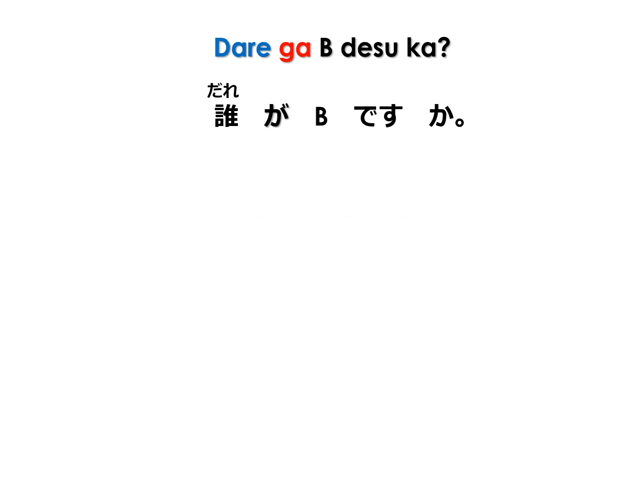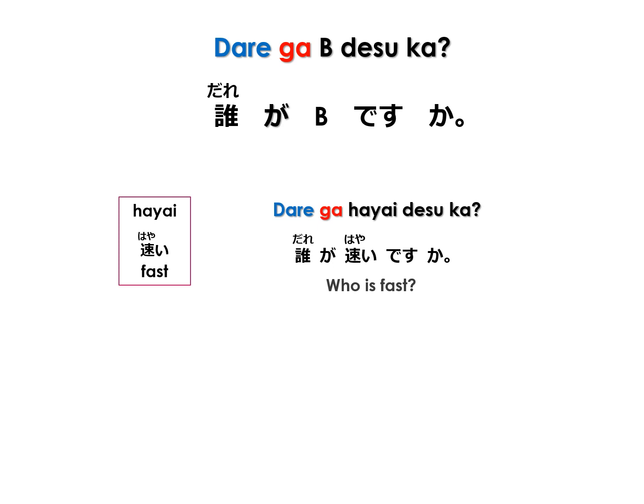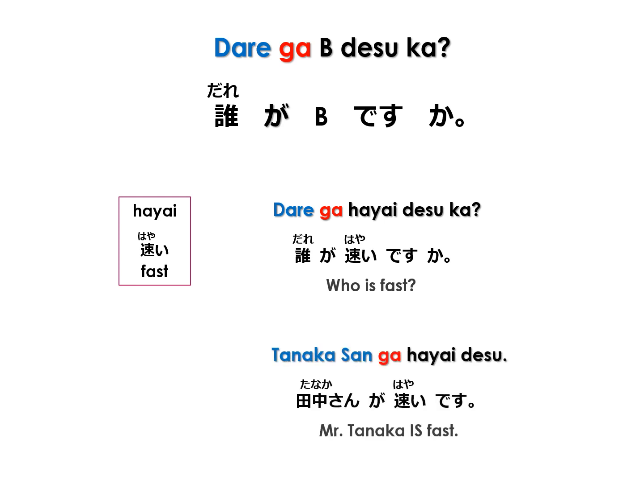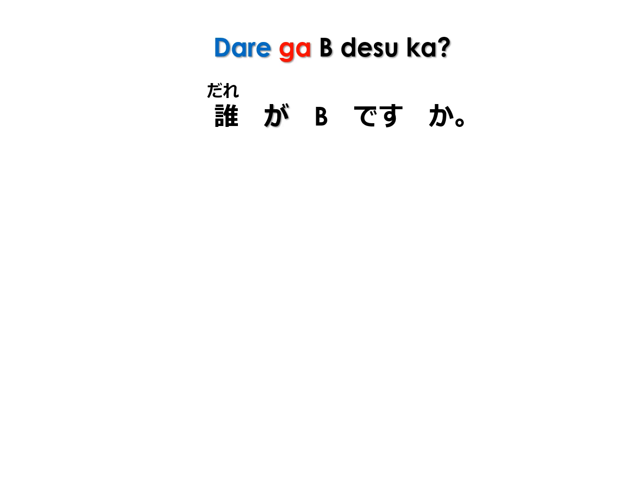The word for fast is hayai. How would you ask, who is fast? That's right, you say, dare ga hayai desu ka? Now, what if it is Mr. Tanaka who is fast? How would you say that? Mr. Tanaka is fast. That's right, Tanaka-san ga hayai desu.